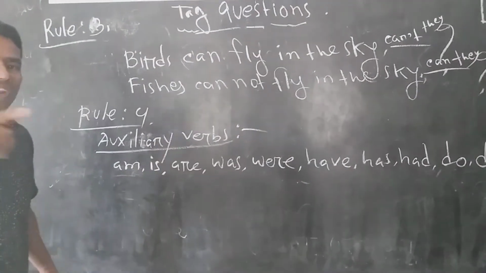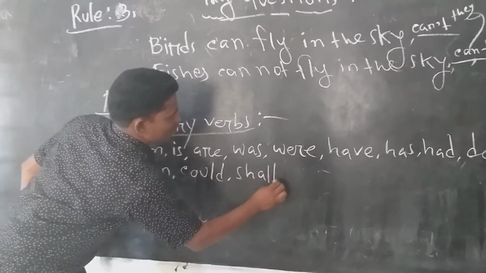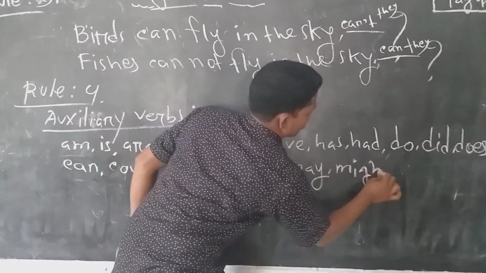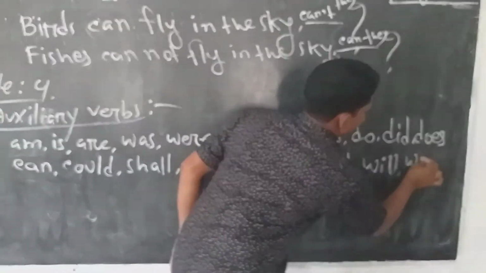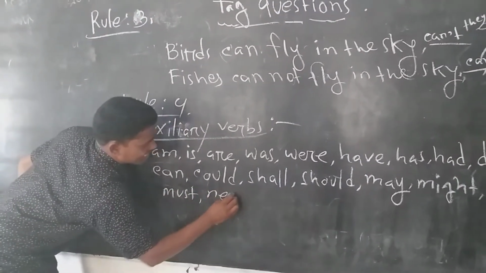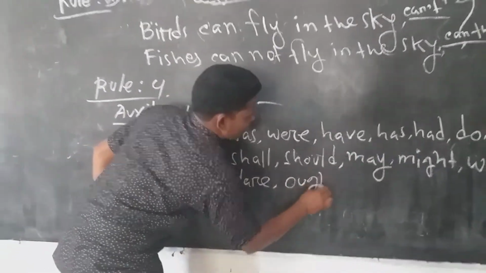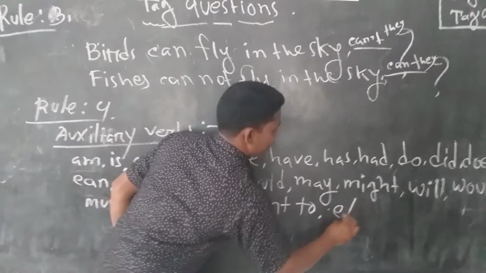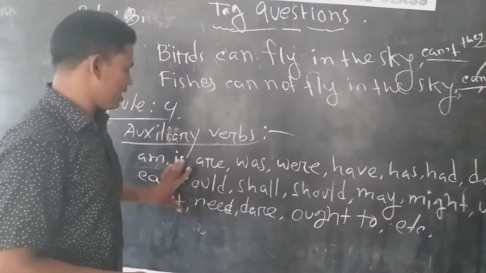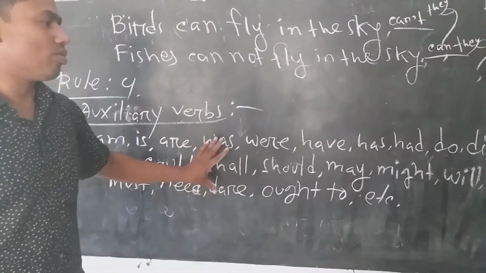I am going to write the modal auxiliary verbs. That is: can, could, shall, should, may, might, will, would, must, need, dare, ought to, etc. These are modal auxiliary verbs, and for a tag question we need these modal auxiliary verbs. We need this auxiliary verb. So please write down all these auxiliary verbs.